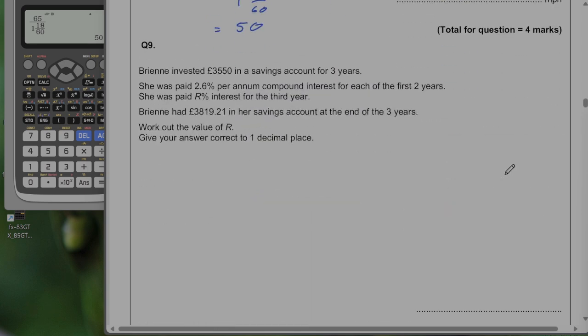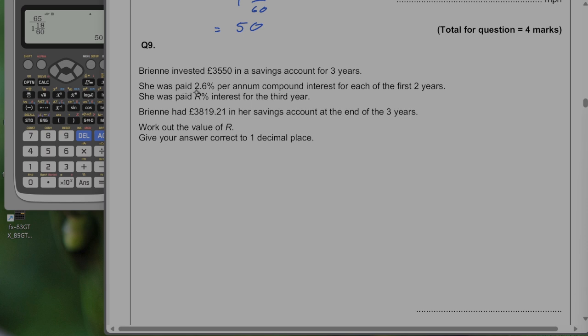Right, question 9. Brianne invests £3,550 in a savings account for 3 years. She was paid 2.6% per annum compound interest for each of the first 2 years. She was paid R% interest for the third year. Brianne has £3,819.21 in her savings account at the end of the 3 years. Work out the value of R, giving your answer correct to one decimal place.